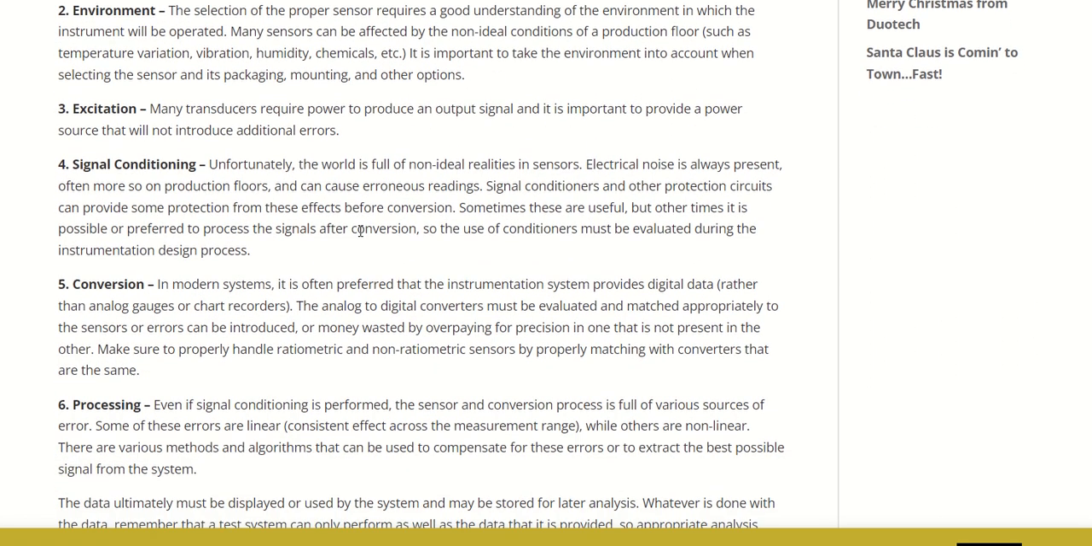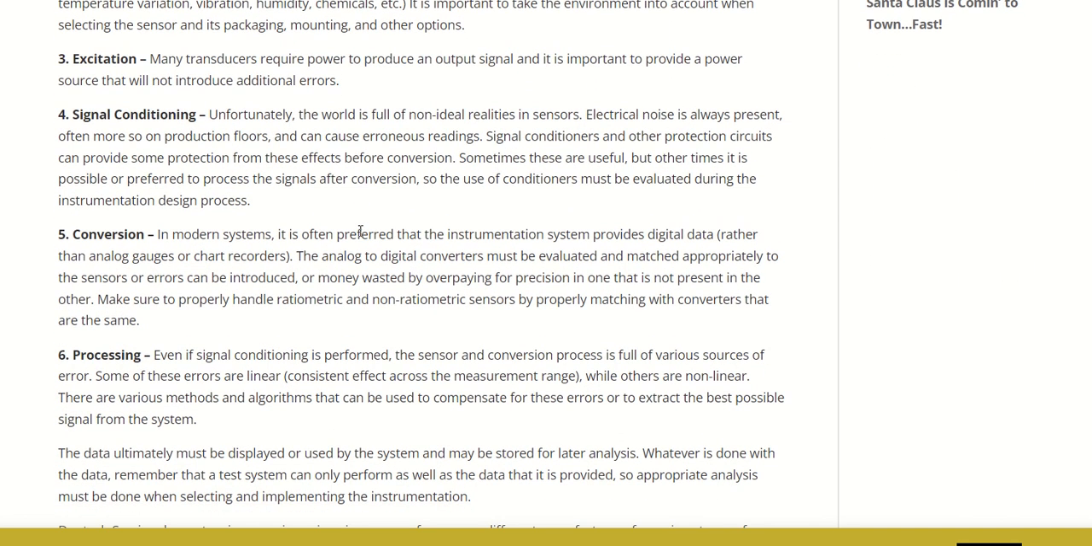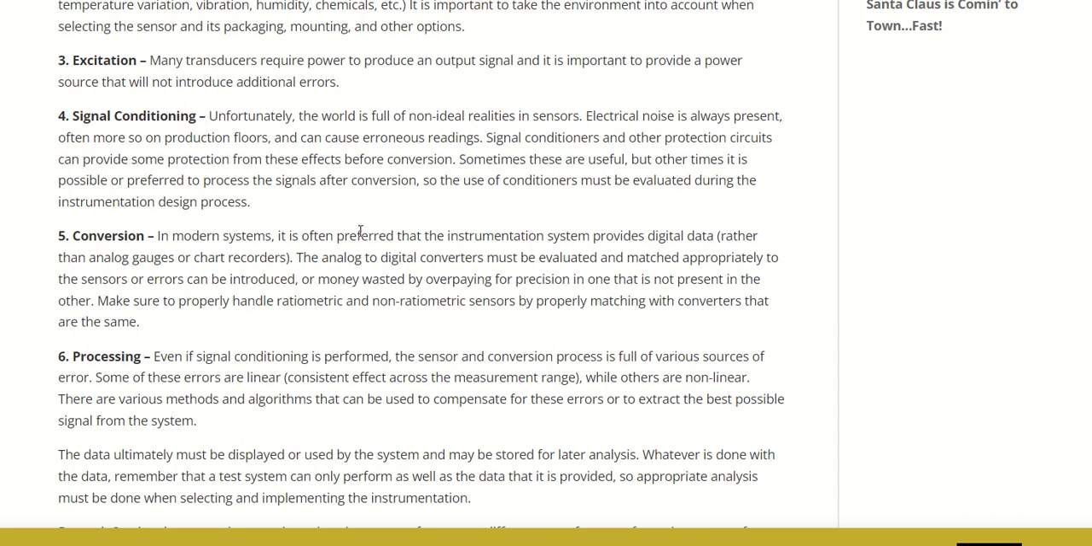So fifth and sixth are the conversion and the processing. In modern systems it is often preferred that the instrumentation system provides digital data rather than analog gauges or chart recorders. So the analog to digital converter must be evaluated and matched appropriately to the sensor, or error can be introduced, or money wasted by overpaying for precision in one that is not present in the other, right? So make sure to properly handle ratiometric and non-ratiometric sensors by matching them with converters that are the same.